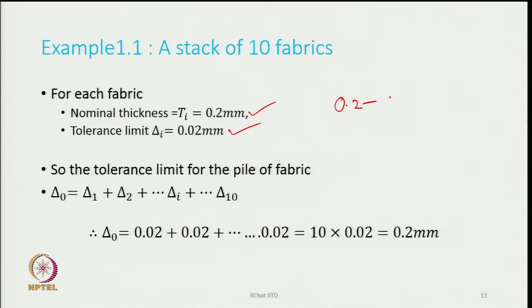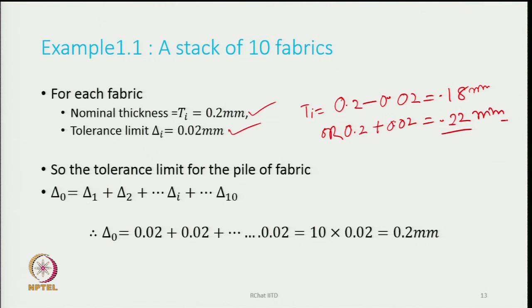0.2 minus 0.02. That is, in some cases the T y could be the difference between these two, and that is going to be 0.18 mm. And there are some fabrics where the other extreme could be 0.2 plus 0.02, and it could be 0.22. That is what basically it means.